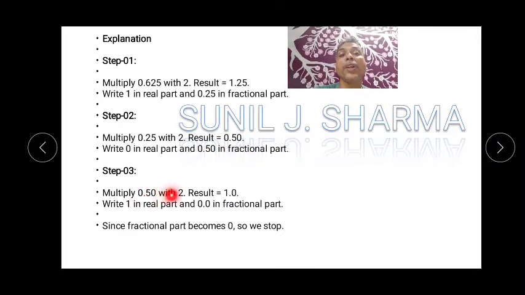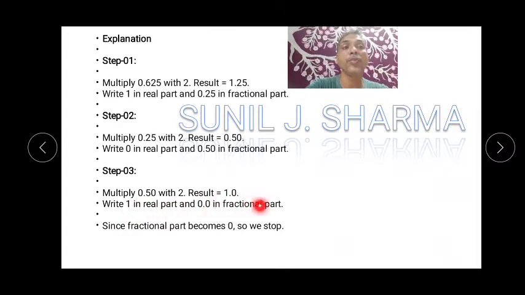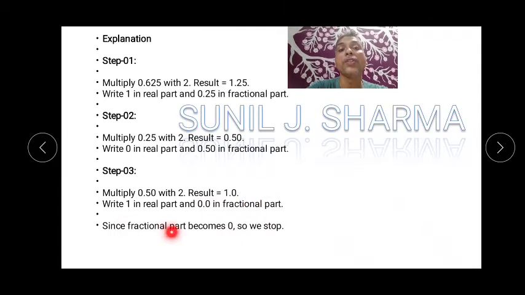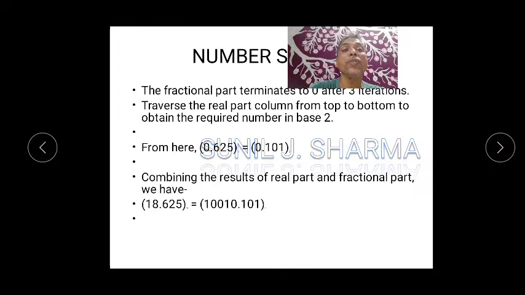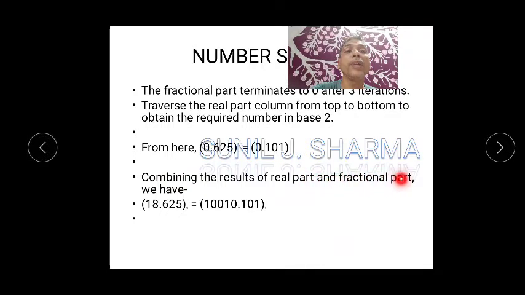Now this time again 0.50 into 2, the result will be 1.0. Then 1 will be your answer, and 0.0 will be in the fractional part. Since the fractional part becomes 0, we can stop. As I was telling you, your answer is, can you see, the result 0.101. Okay, so we have to combine the real part and the fractional part. So the final answer will be this.